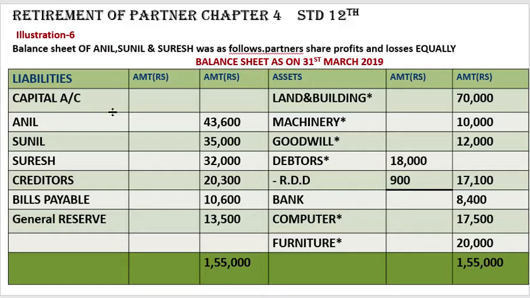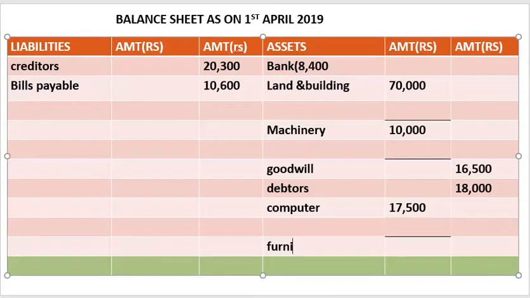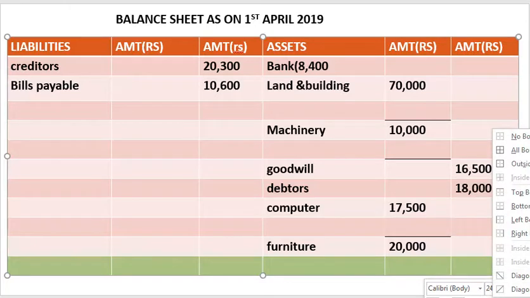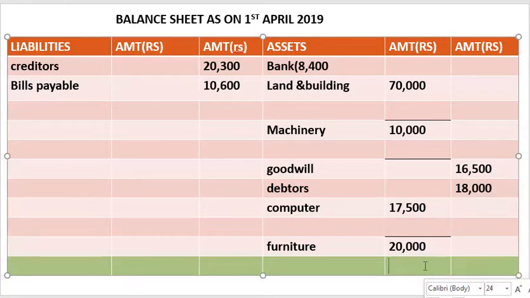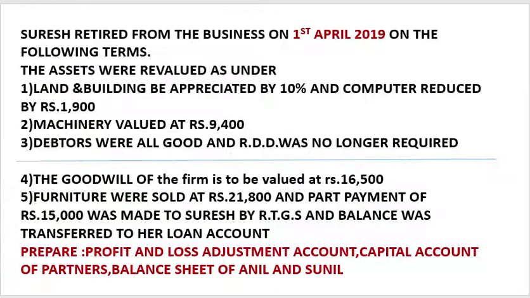Next, furniture 20,000. Adjustment is there, so we'll put a line over here. Okay. Now we have done all the posting of liabilities and assets. Now let's move towards the adjustments.